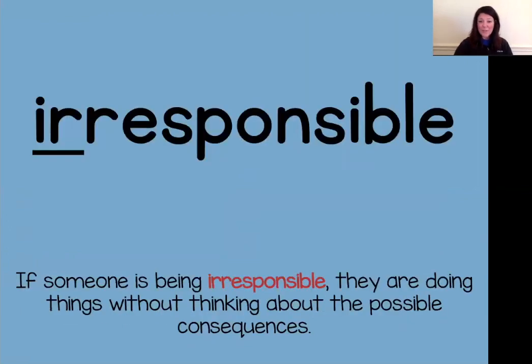I also want to talk about this word. Here's our word responsible, but it's got a prefix at the beginning. Now, I know that IR has a meaning of not, and when I know the meaning of the prefix, I can figure out the meaning of the word. So here, the word irresponsible means not responsible. If someone is being irresponsible, they are doing things without thinking about the possible consequences. Uh-oh.